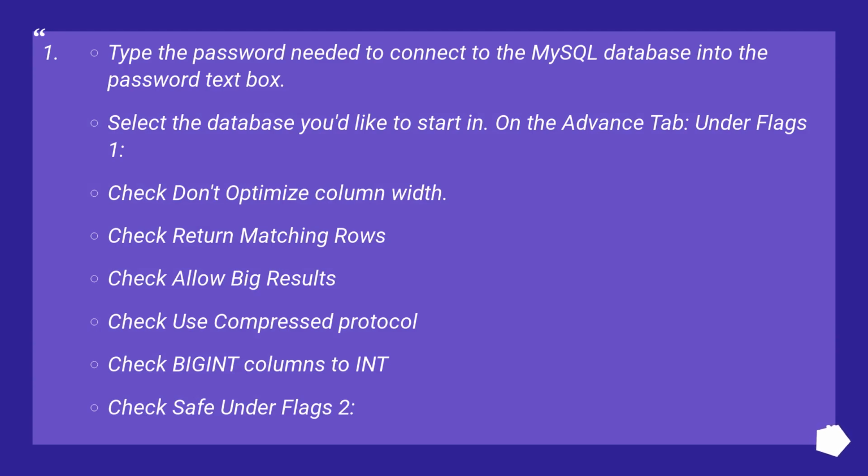On the Advanced tab, under Flags 1, check Don't Optimize Column Width. Check Return Matching Rows. Check Allow Big Results. Check Use Compressed Protocol. Check Big Int Columns to Int. Check Safe under Flags 2.